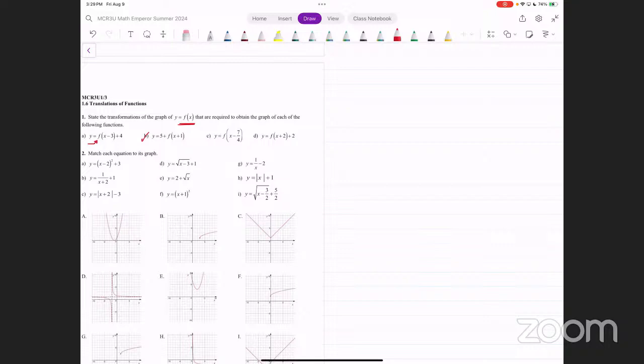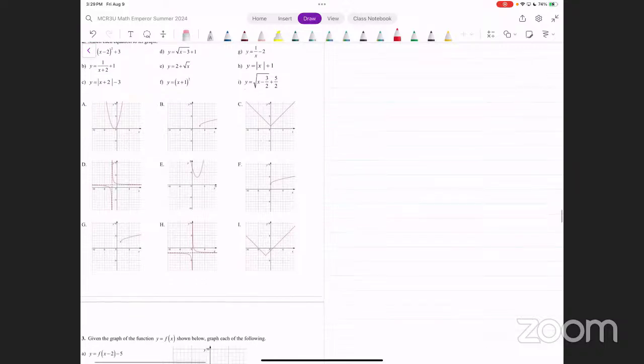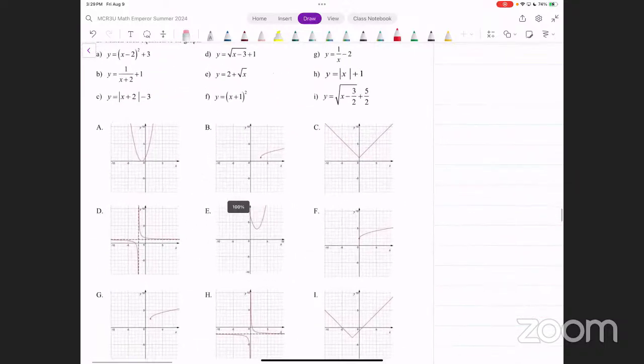Okay, last one. Horizontally translate left by 2 units. Yep. And vertically translate up 2 units. You got it. So now the next part of this is a little tricky. What next part is a little tricky?